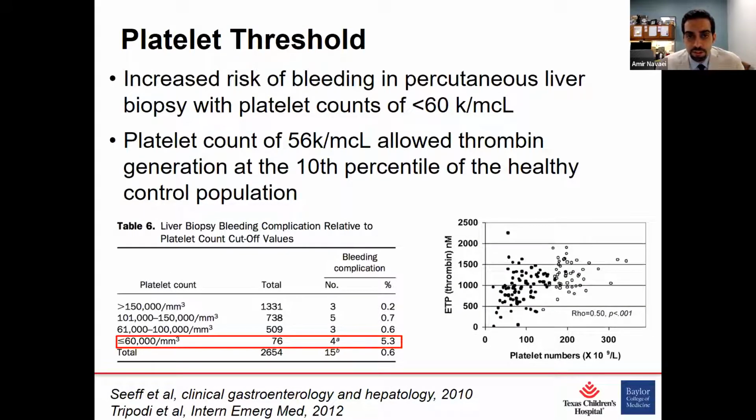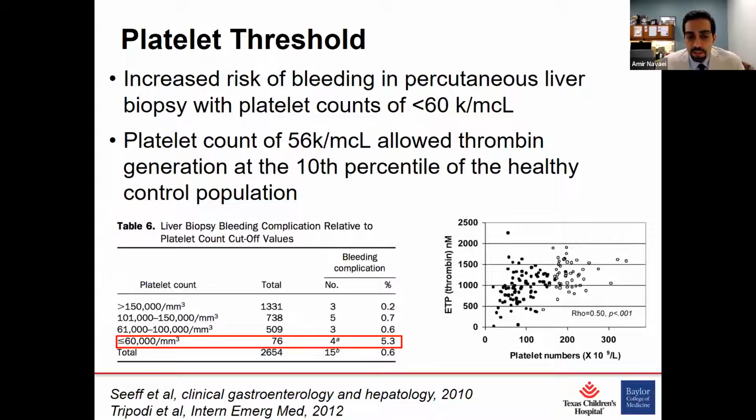And another question is what platelet threshold we need to use. As you know, in liver failure patients, due to the increased portal vein pressures, there is splenic sequestration and also activation of platelets. So there's a chronic thrombocytopenia. And this always becomes a question in the setting of surgical procedures.